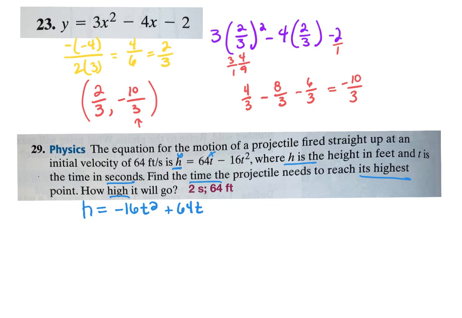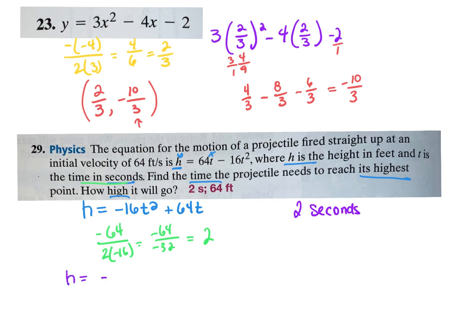And so I'm going to say negative b over 2 times a. Well, that's negative 64 over negative 32. That is 2. And according to them, that is time in seconds. So that is 2 seconds is the x value of my vertex. How high will it go? Well, I'm going to take that 2 seconds and I am going to plug that into my equation.